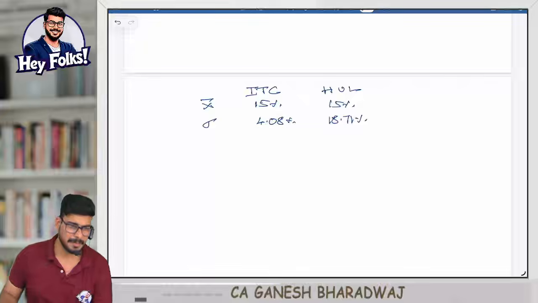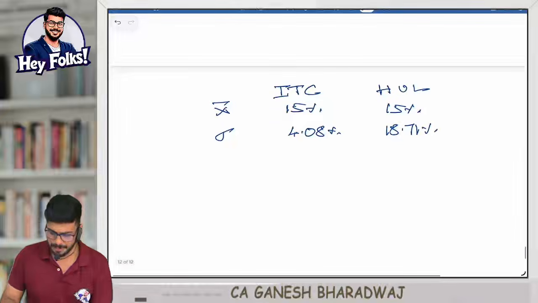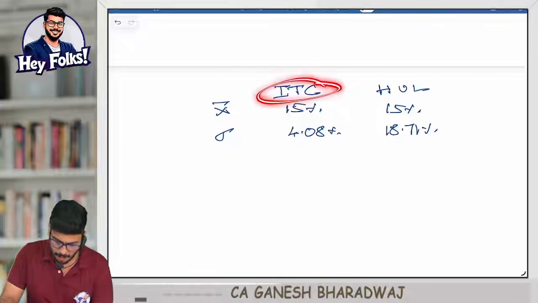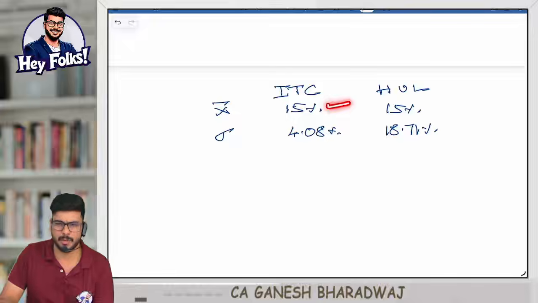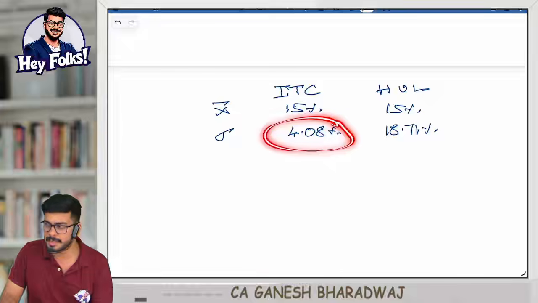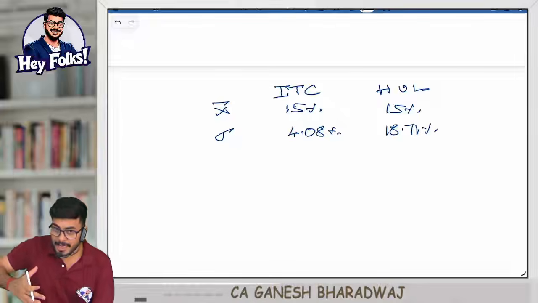First, many of you must be having this doubt. Sir, let us take this ITC example. Now, here in ITC, 15% is what? Expected return. This we understood. This is what you are expecting from this company. You said risk is how much? Standard deviation. How much is that? 4.08%. What does it mean? How do you interpret standard deviation?